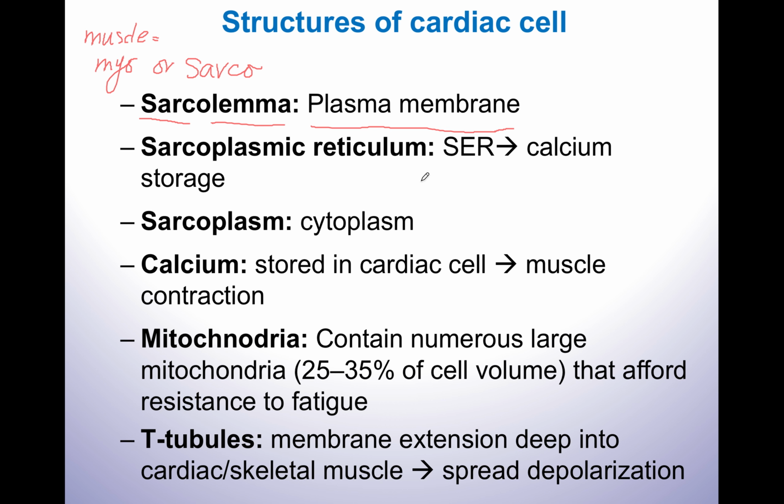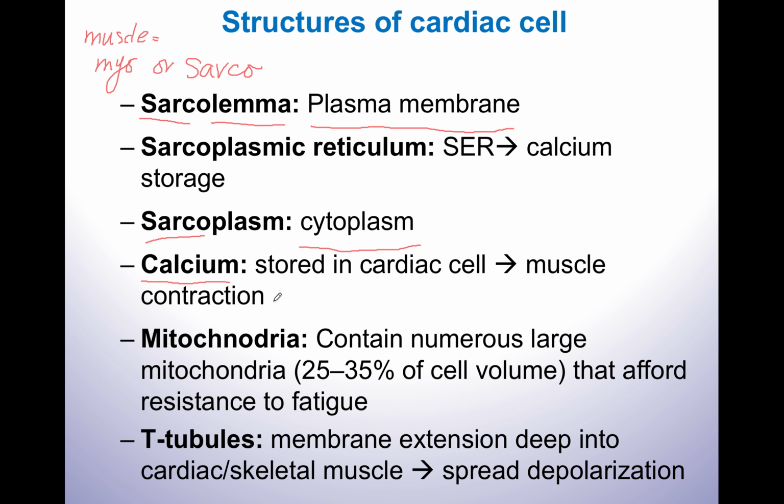The importance of sarcoplasmic reticulum is the fact that it has a significant storage of calcium, which is extremely important for the action of muscle contraction. Now, the space within the cell is referred to as the cytoplasm, as in cell space. In the case of muscle, the cyto is replaced with sarco, so sarcoplasm is the space within the muscle cell. We mentioned calcium being stored inside the sarcoplasmic reticulum. Again, it is extremely important for muscle contraction.